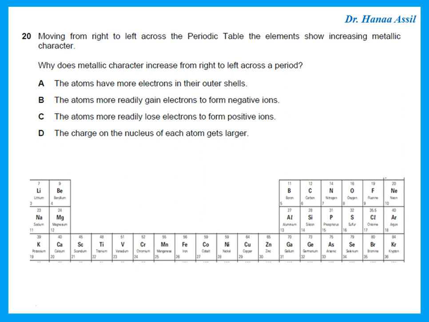Now, why does the metallic character increase from right to left? We know that for a metal to be more reactive, it should be able to lose electrons more easily. So why is group 1 more metallic, for example? This is because they lose electrons easily to form positive ions.